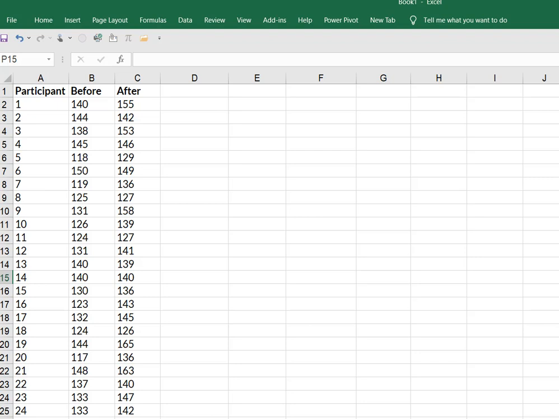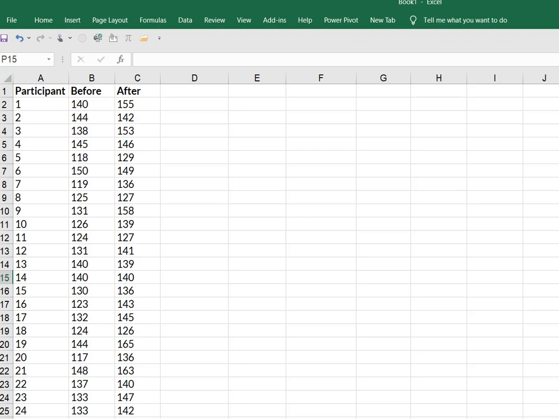I have 50 participants who all quit smoking. The study was looking to determine if the amount of weight that people gained 6 months after quitting smoking was more than 5 pounds. And so we have this before and this after. So each observation is the same participant, just at two different points in time.